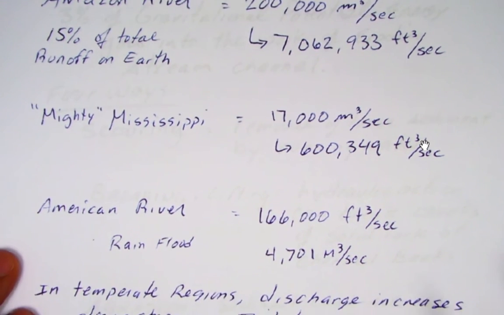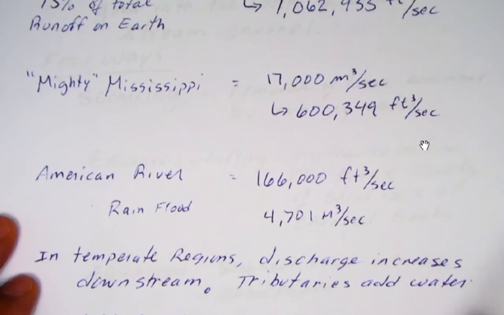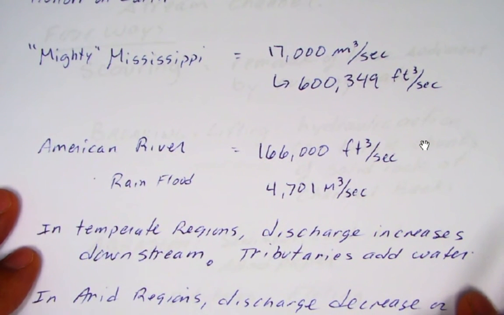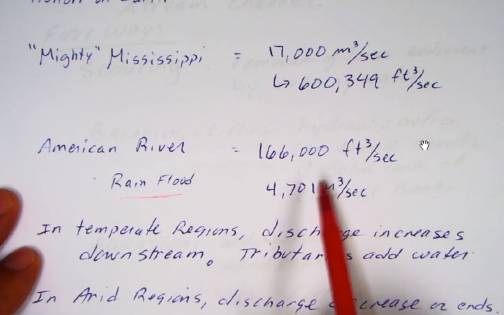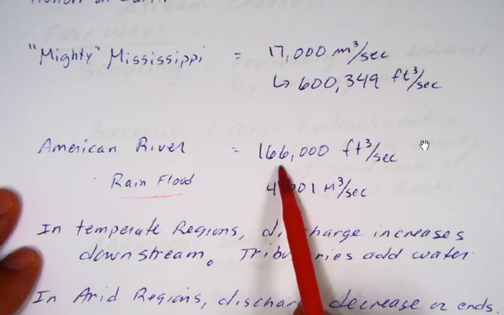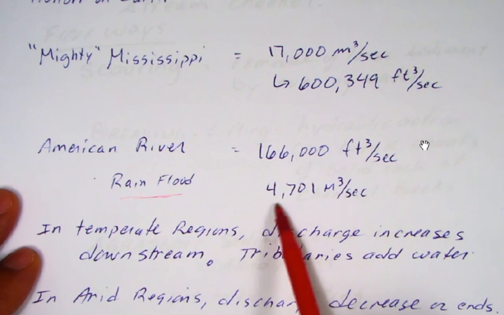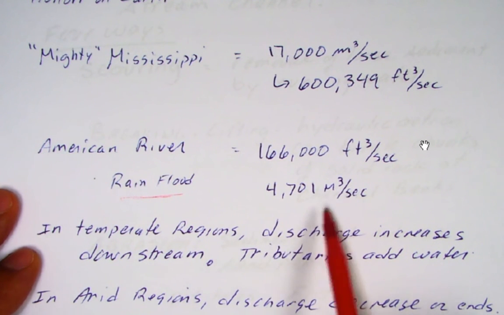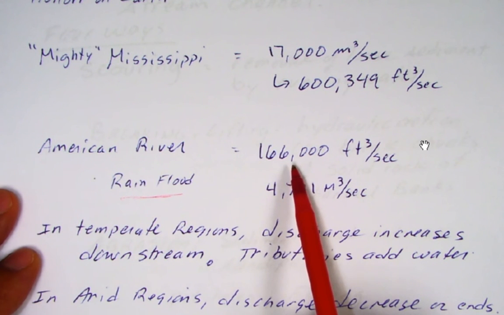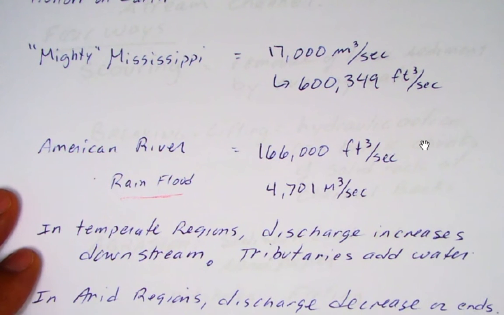And just for comparison, I was looking at some data for the American River here in California that drains from the Sierra Nevada. And even at flood stage, we're seeing 166,000 cubic feet per second, which is about 4,700 cubic meters per second. So that's a huge amount of water. But again, it's nothing compared to what we see in the Amazon River.